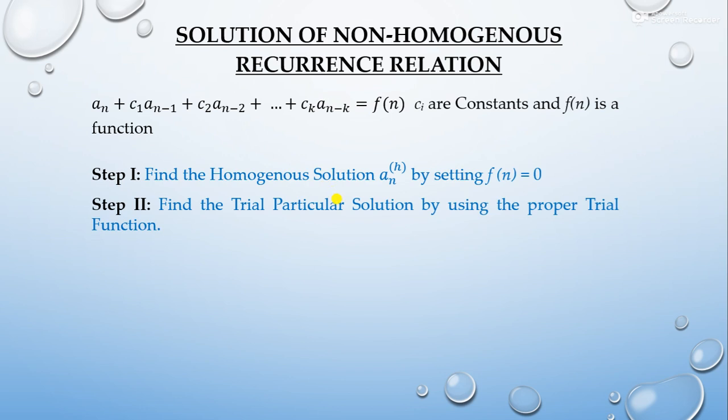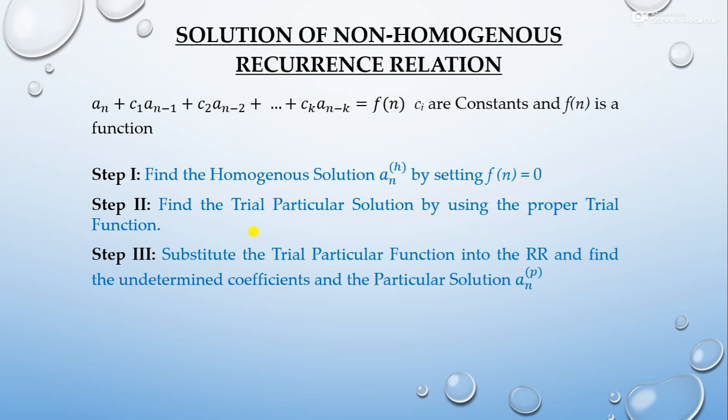After that we try the trial particular solution by using the proper trial function. We substitute this trial particular function into our recurrence relation and find the undetermined coefficients and the particular solution, a_n^(P). So our complete solution of this recurrence relation is the homogeneous solution, denoted by a_n^(H), plus the particular solution, denoted by a_n^(P), right?